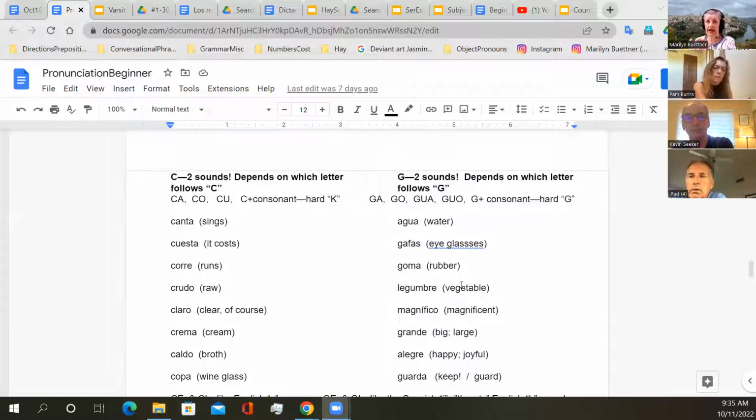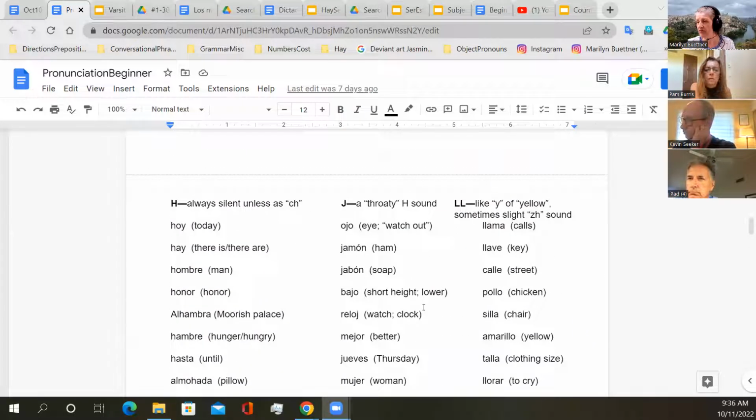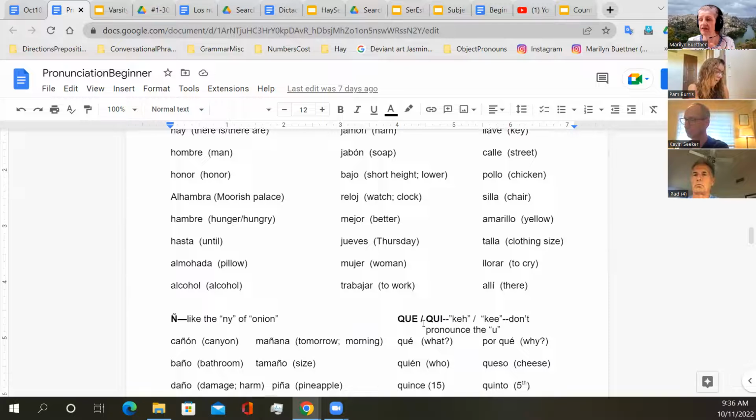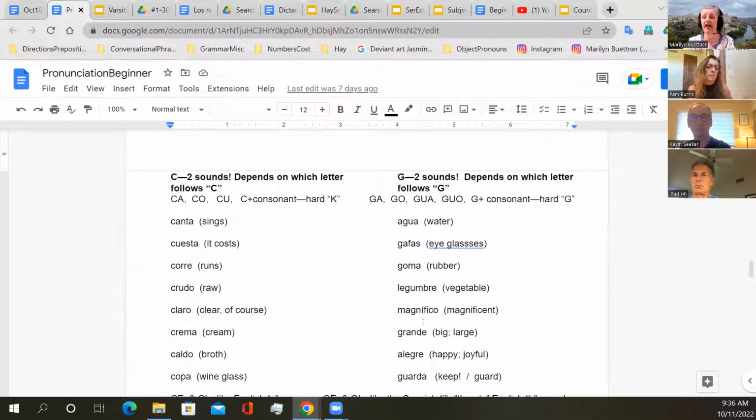The letter coming after G determines whether it goes to a hard sound, which is G, like in English, como en inglés. Or if it goes into an H sound. And let's go back and look very briefly at this letter here called J, that throaty H, okay? That J sound, they call that letter J, of ojo, jamón, jabón, bajo. The H sound is the exact same soft sound that G will make if it is a G-E or G-I combination.